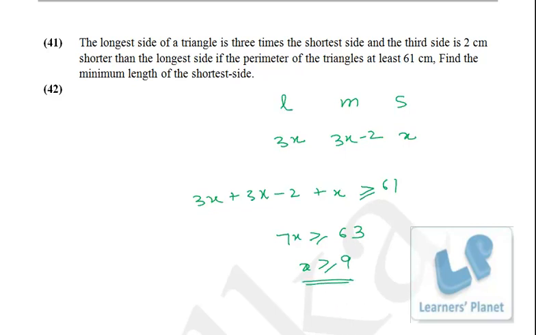And here x is greater than or equal to 9. So, and x is what? The length of the shortest side. So the length of the shortest side should be at least 9.